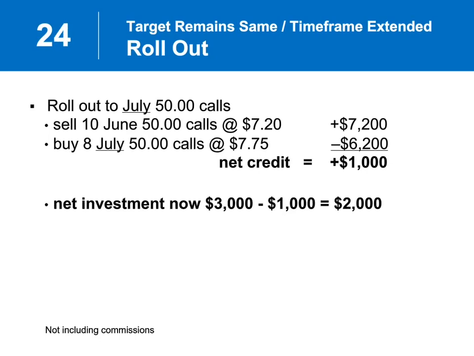We roll out these July 50 calls. Again, stock 57, 3 weeks to go, $7 of intrinsic value. In our example here, we've got 20 cents of time value, so we can sell those 10 for $7.20, taking in $7,200. We decide to buy 8 of the July 50 calls, and their price is $7.75 or 7 3/4. So, we could have bought more. We decided to take some chips off the table. So, we get to do this particular spread for a $1,000 credit.